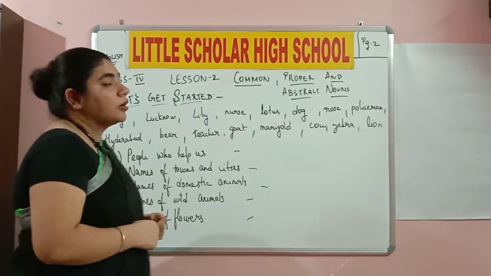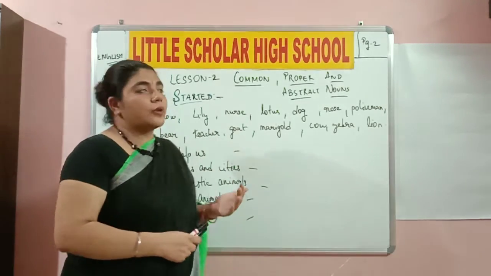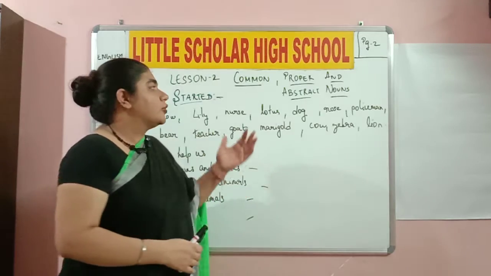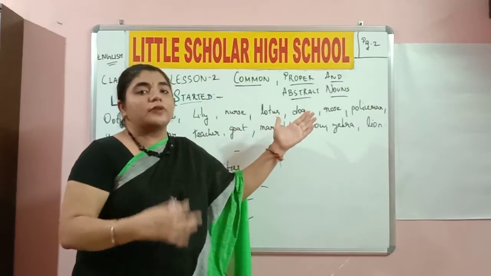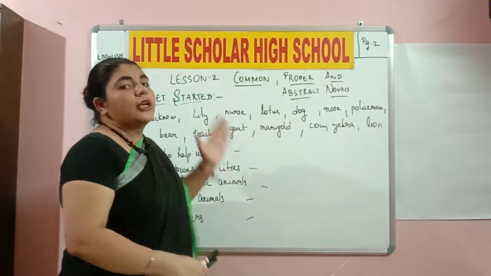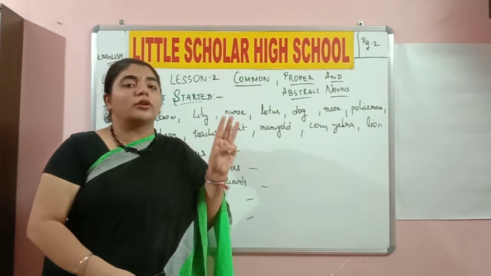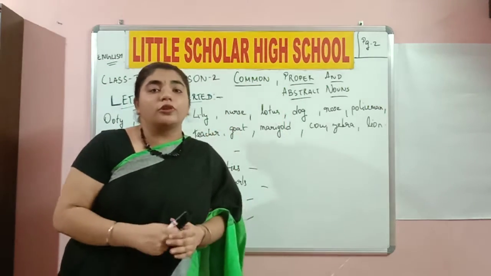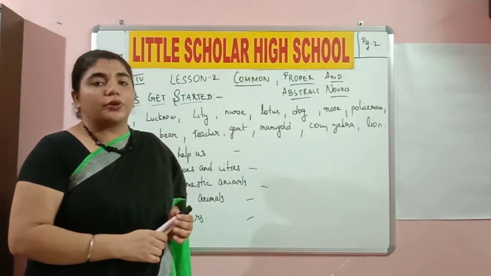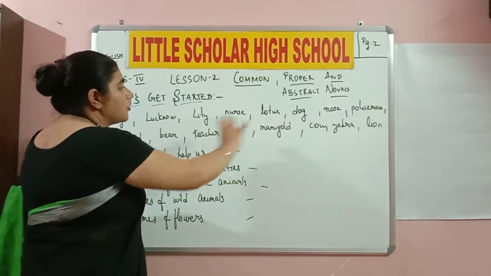Now we are going to learn something more about nouns. We are going to learn types of nouns. So basically they are common, proper and abstract. There are few more which we will learn in further lessons, but for now in lesson number 2 we are going to learn 3 types over here, which is common, proper and abstract. Before that we have a simple activity to do over here. So they have given us a set of words.